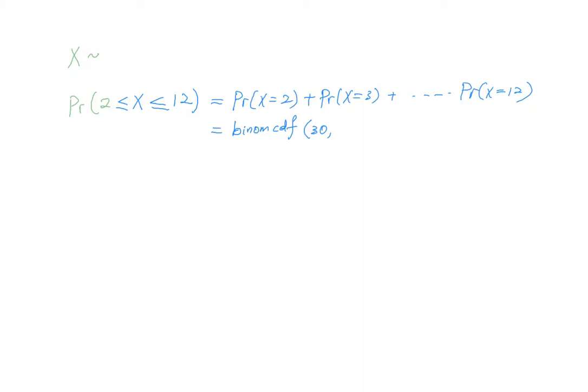1 in 20. Probability. So sometimes the probability of success, they will not give you straight away. So here you put 12, take away binom CDF, 30, 1 over 20.